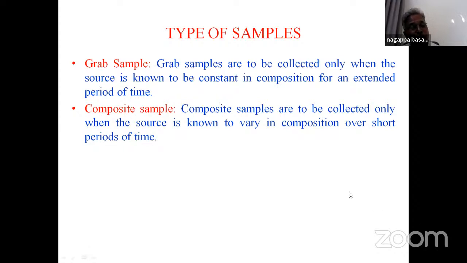Generally, surface water we are not collecting by using composite sampling. Surface water, groundwater, as well as lake and river water samples, we are collecting by using the grab technique. For industry, we are following the composite sampling technique.